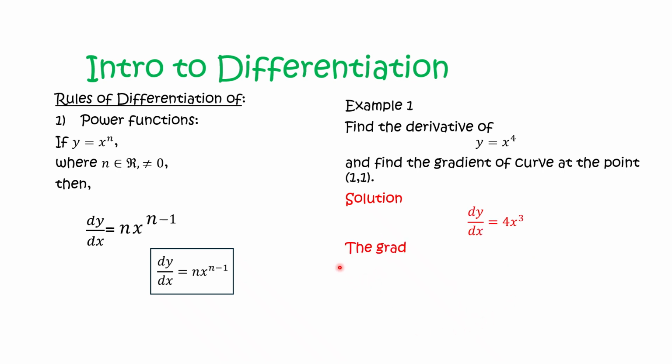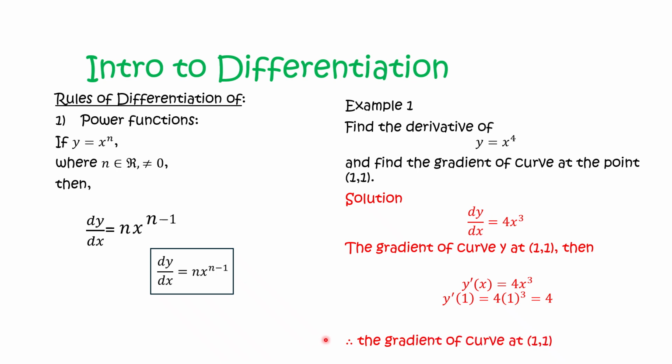Now, moving on to the second part of the question, the gradient of the curve at 1, 1, it means that the y prime of x is 4x cubed. Then where we have x, we just substitute with 1 because the x coordinate is 1. So we have that, so that our gradient at the point 1, 1 is equal to 4.